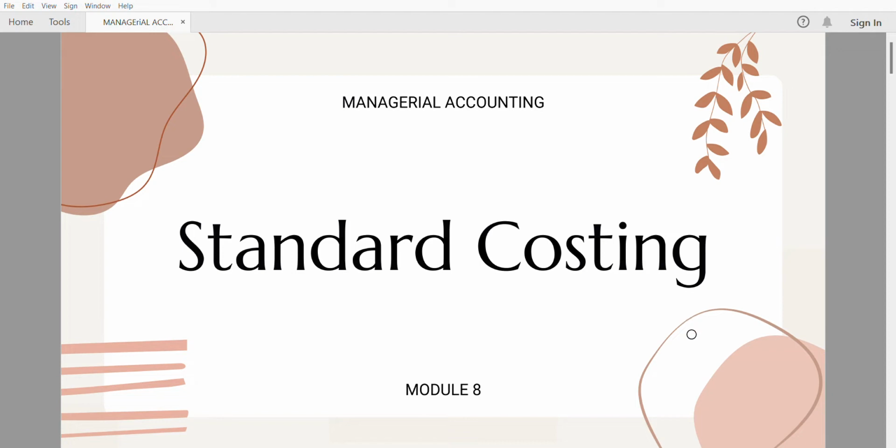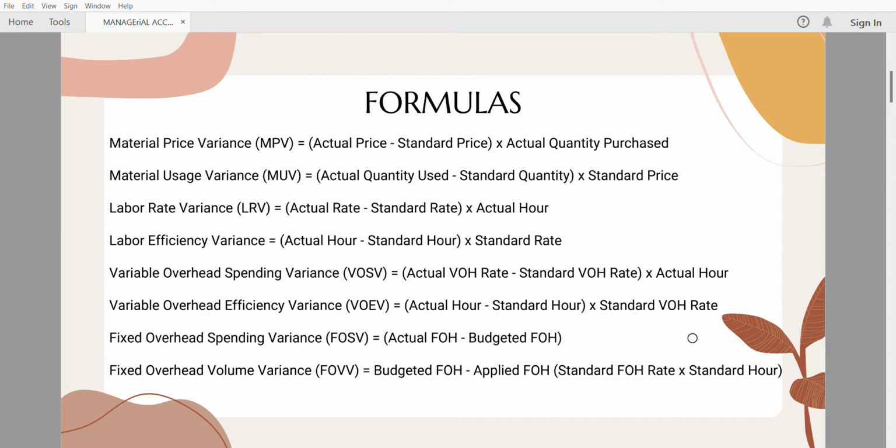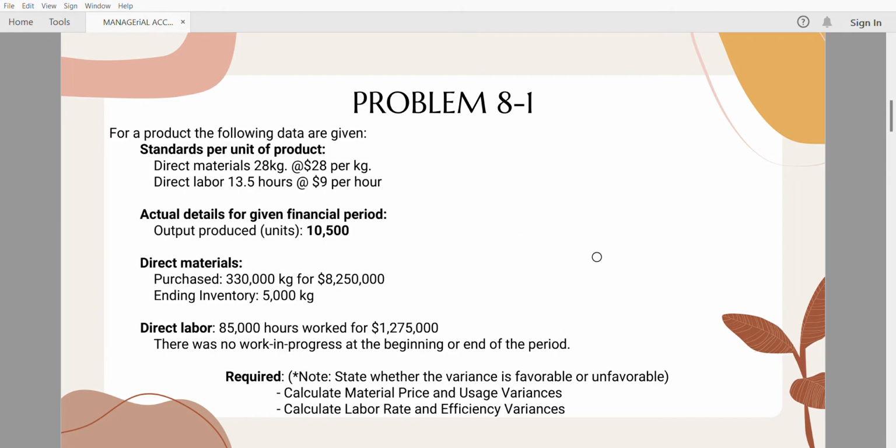Okay, and we are going to use these formulas for this one module, Module 8. This is the formula that you need to remember. We have MPV, MUV, LRV, LEC, VOSV, VOEV, FOSV, and you can read it later on. Okay, next thing, we're going to go into the problem.